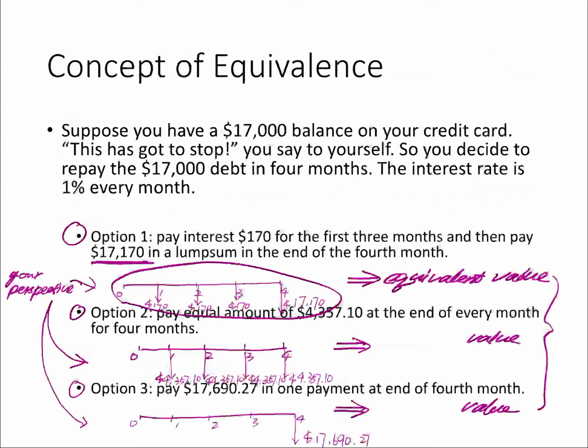And the third option is that you don't pay anything in the first 3 months, but then you saved a lot of money, or you withdraw, or you borrow money from your parents, whatever. You finally got a lot of money in the end, so you want to pay everything off just by the end of the 4th month.